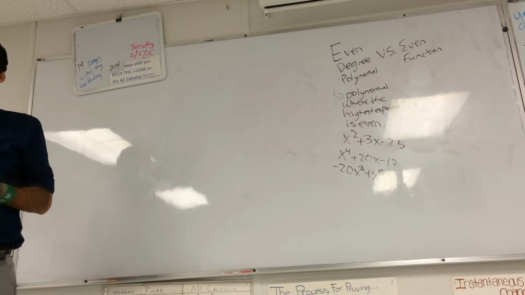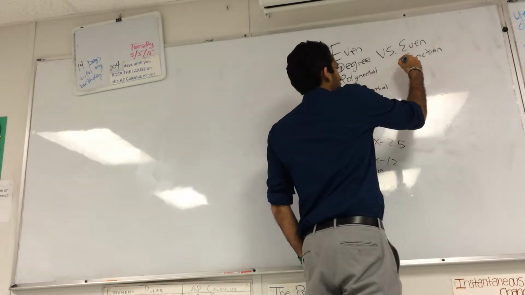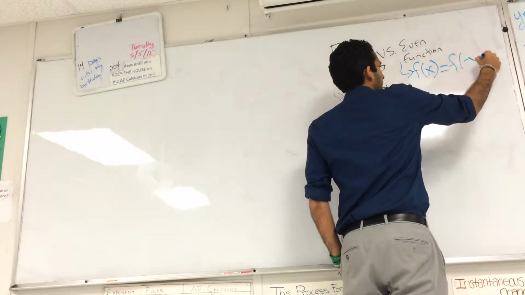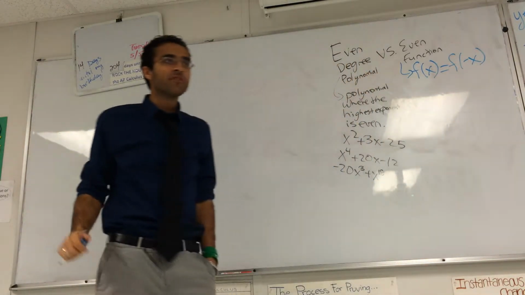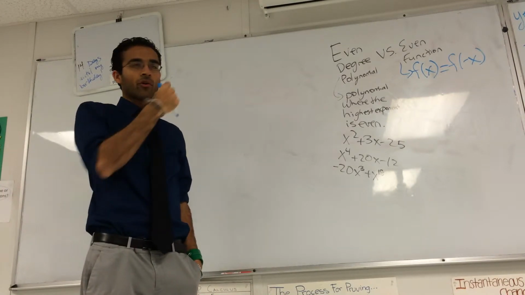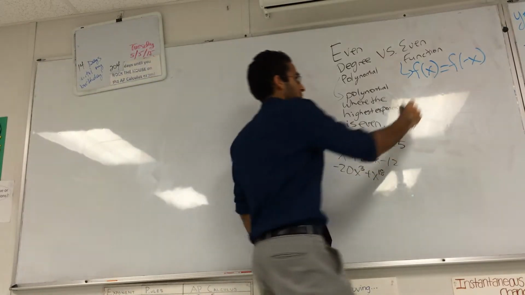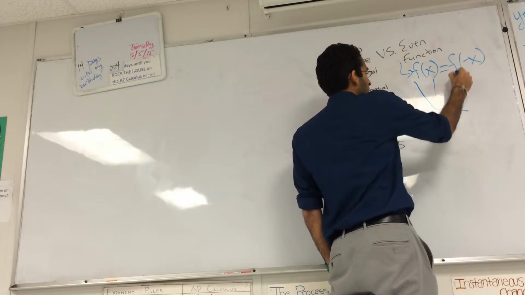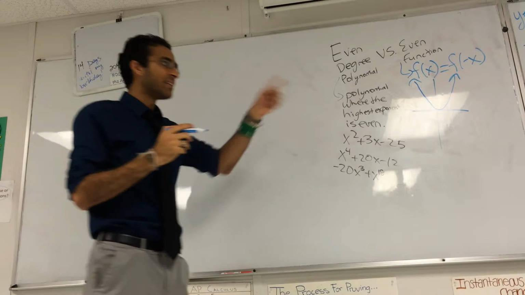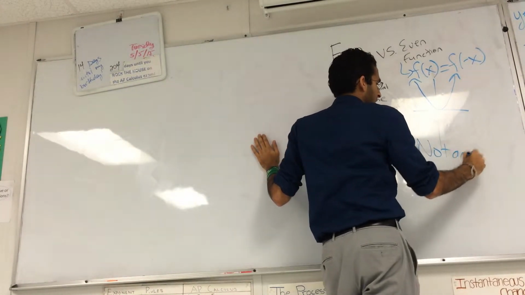An even function, however, this is what we talked about in the last unit, is when f of x equals f of negative x. An even function talks about reflection across the y-axis. This is an even function. It also happens to be an even degree polynomial, but this is an even function. This is not an even function.